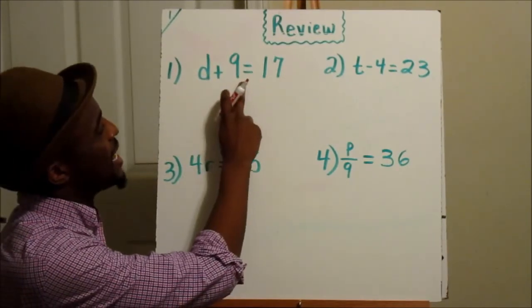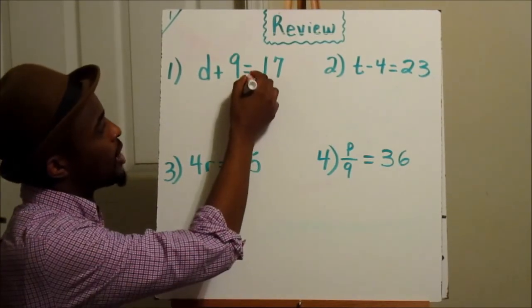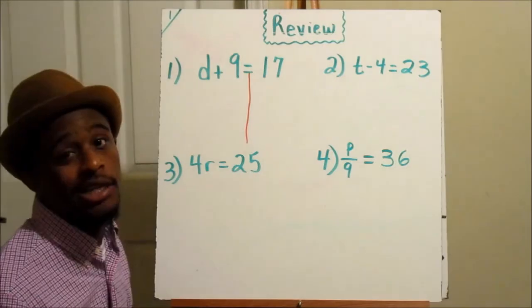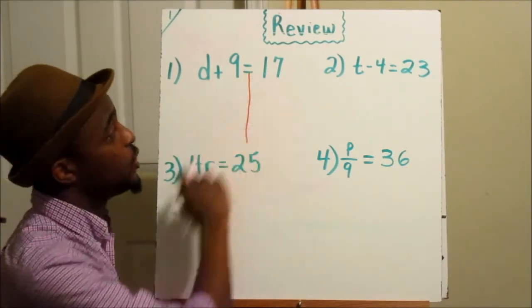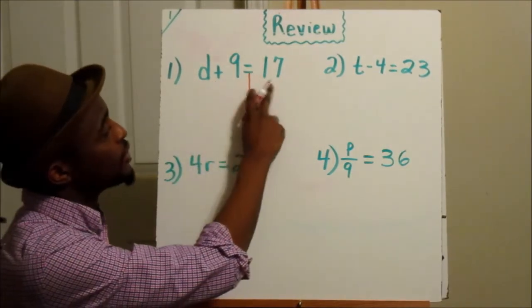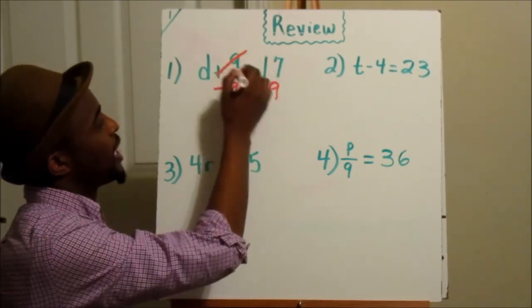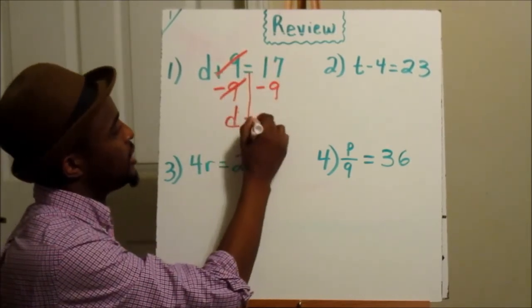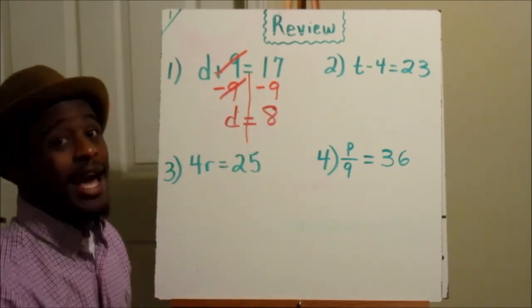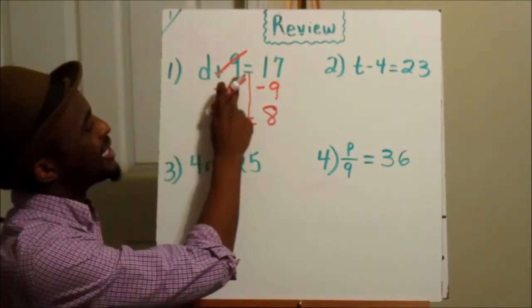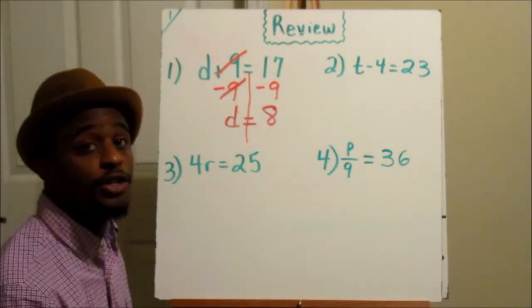First, we have d plus 9 equals 17. If you remember, I always draw my line. You don't have to do that, but it helps me understand the different sides of the equation. And we want to do the inverse operation to both sides. So we'll just subtract 9 from both sides. That'll cancel my 9's out, and I'll get d equals 8. If I check my answer, 8 plus 9 equals 17, it checks out, so I know it's correct.